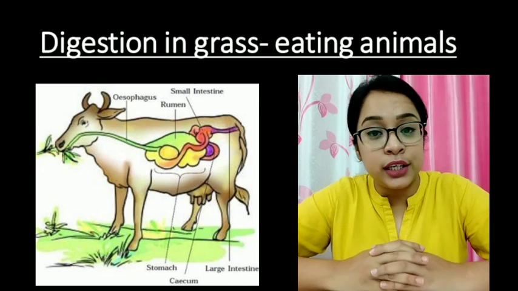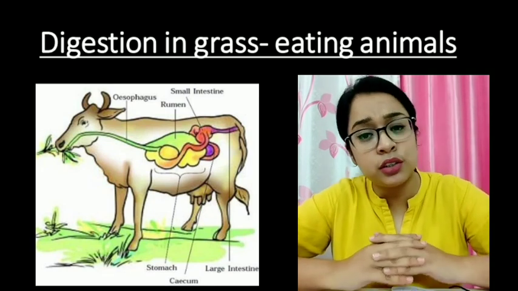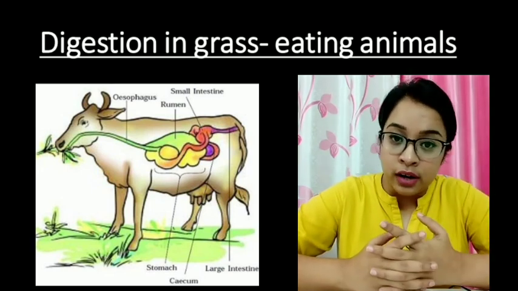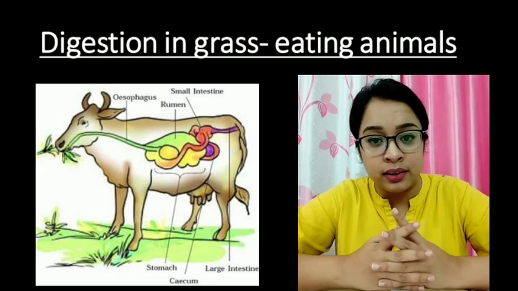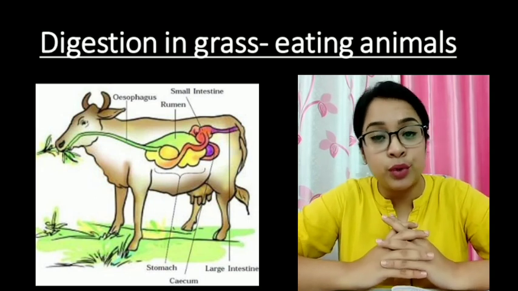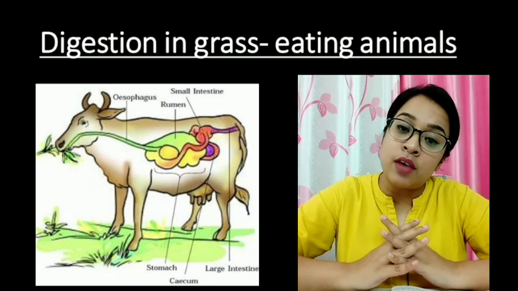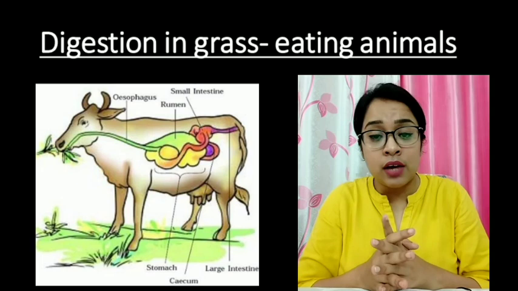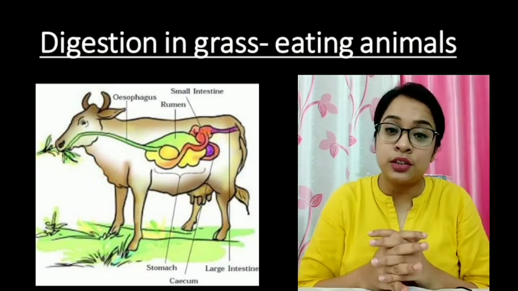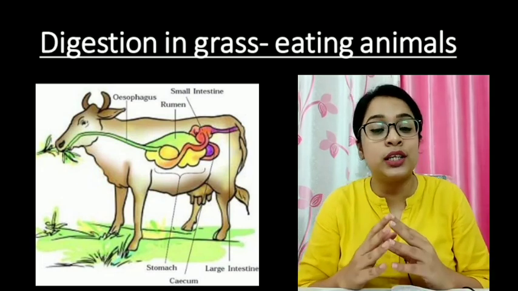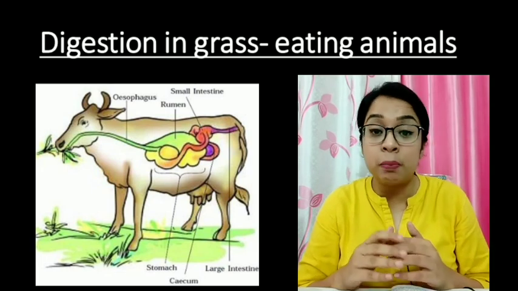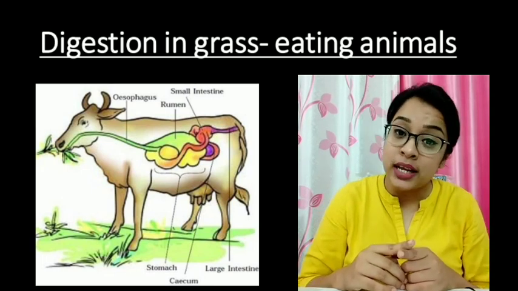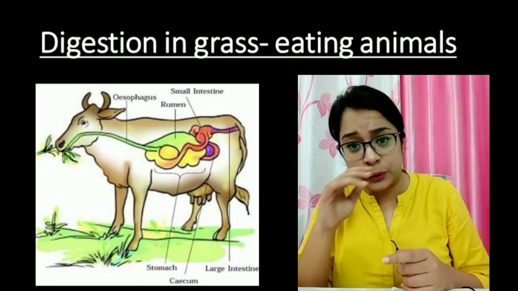Let us discuss digestion in some of the herbivorous animals or the grazing animals. See, the grazing animals generally eat grass or leaves of certain plants. Now, grass and leaves are rich in cellulose. So they have a different mechanism to digest this cellulose. They have a specialized compartment in their stomach or in their digestive system known as rumen. In the rumen, there are some bacteria. Yes, there are some useful bacteria which can break this cellulose into glucose.